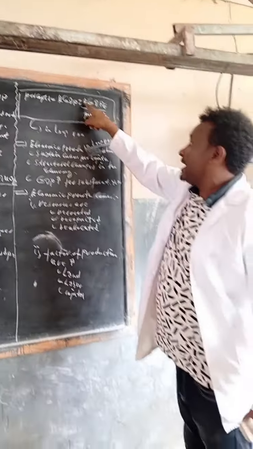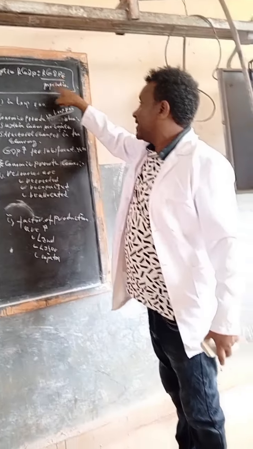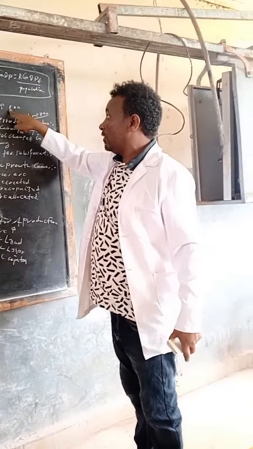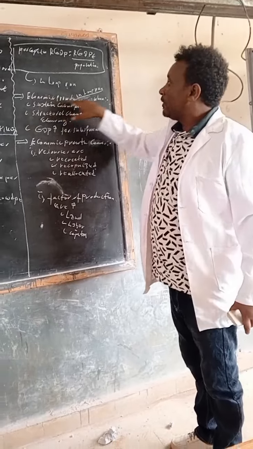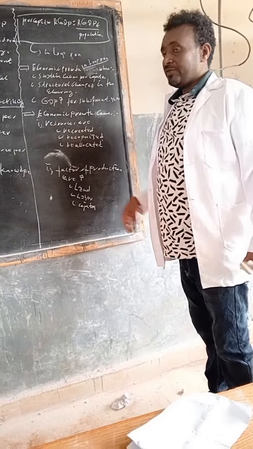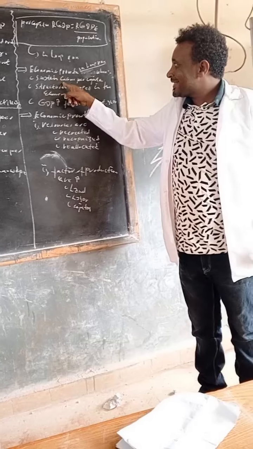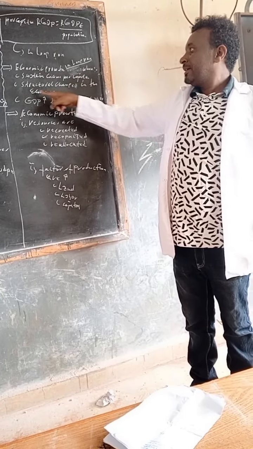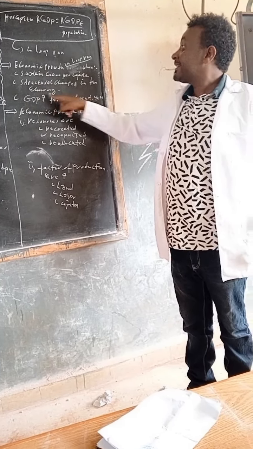In case of the long run, this is calculated by RGDP_t over population. Generally, for economic growth to be said to be in the long run, the following must be satisfied. The first one, sustained income per capita. The second one is structural changes in the economy.